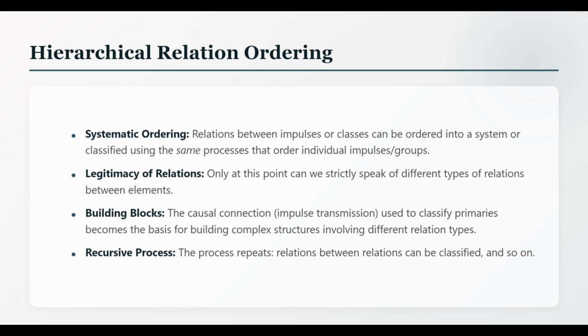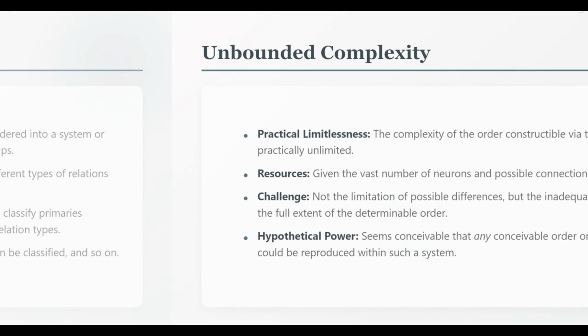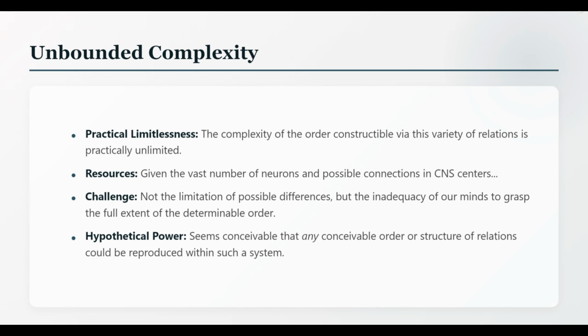And here's the kicker. These relations can themselves be ordered and classified using the exact same principles we started with. The causal connection, the basic building block, becomes the tool to build increasingly complex structures involving different kinds of relations. We can classify not just individual impulses but groups, relations between impulses, relations between relations, and so on. It's a recursive process, allowing the system to build arbitrarily complex hierarchies of meaning and structure. The potential complexity here is mind-boggling.